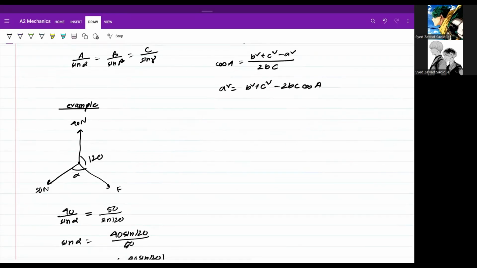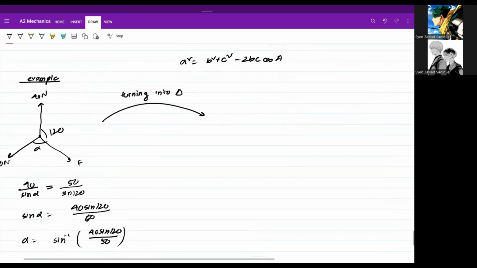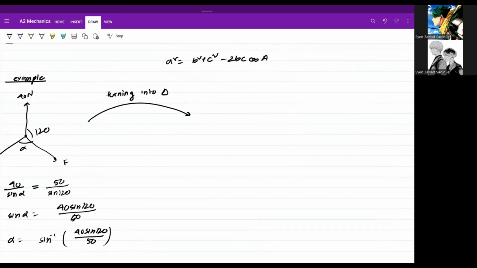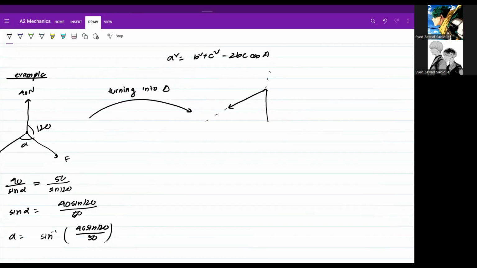Now, to turn this into a triangle. Turning this into a triangle would be to... Okay, and finally 3.